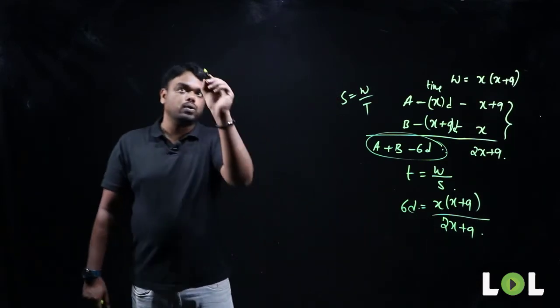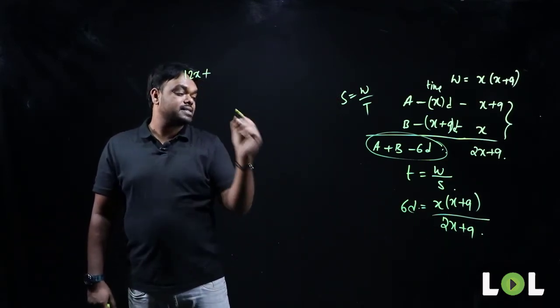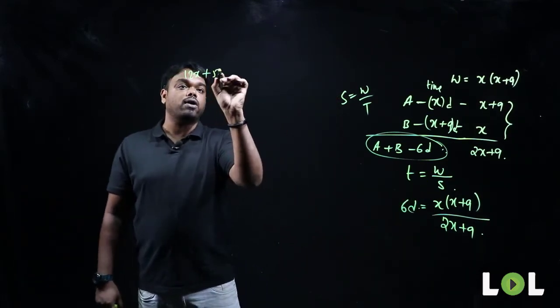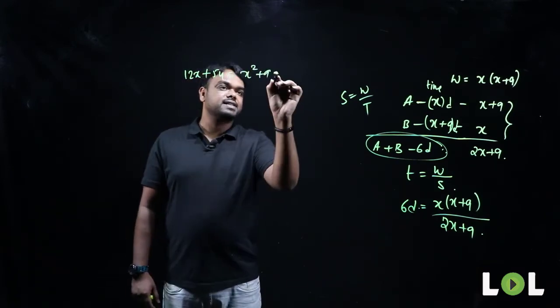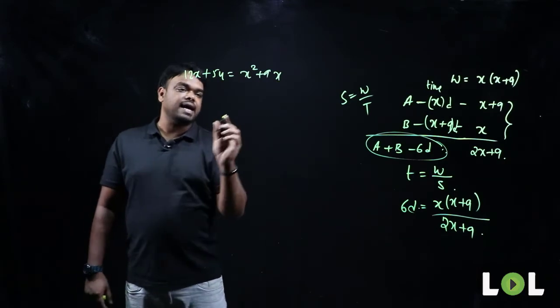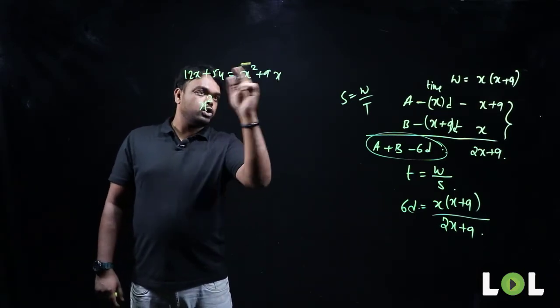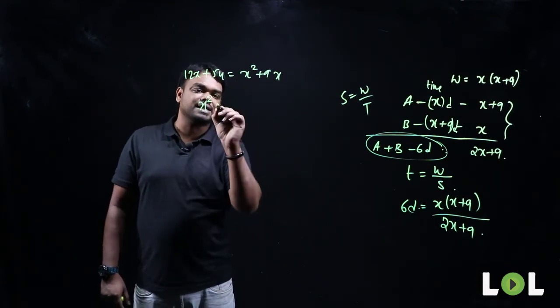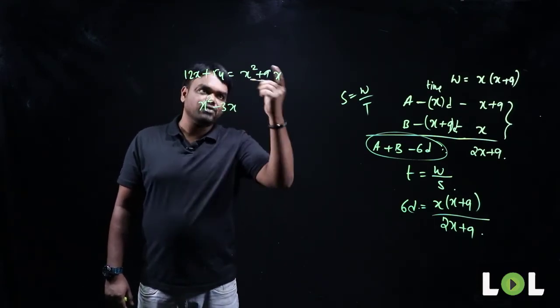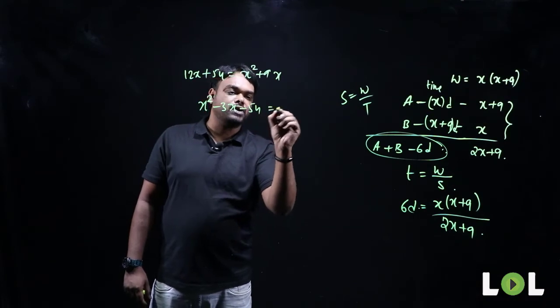So let us just cross multiply and get it. 6 into 2X, that is 12X, plus 6 into 9 is 54, equals X square plus 9X. So let us bring all these things to this side. X square, 12X, if I send it that side, that becomes minus 12X. 9X minus 12X is minus 3X. 54 also will send it to that side, that becomes minus 54 equal to 0.